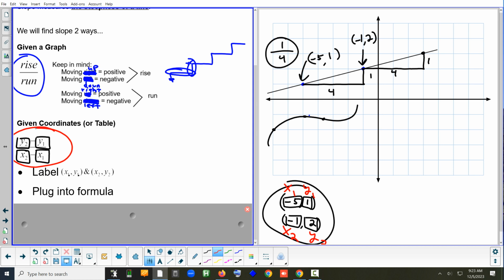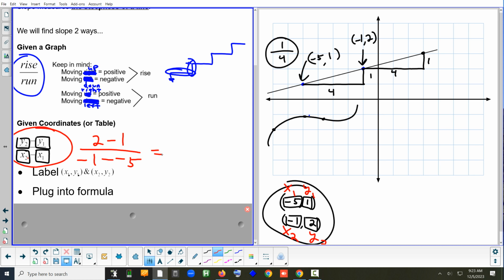Let's try it. What's y2 in my problem? 2. Minus, what's y1? 1. Now, x2, negative 1. -1, minus, and what's x1? -5. Now be careful in the middle there. This negative symbol comes from the formula. This negative comes from the thing in front of the 5.